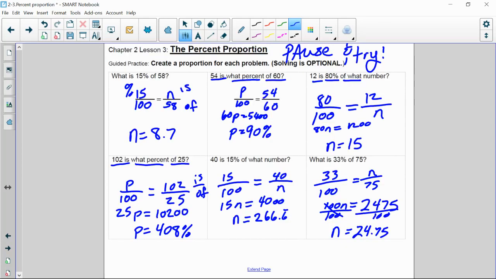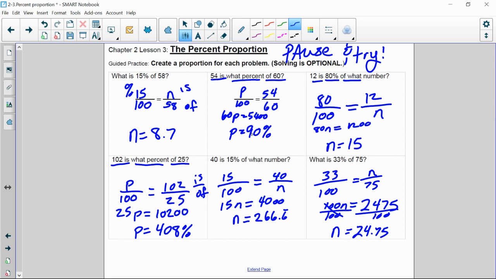All right, so now you should have done all of these on your own. Okay, so these are the answers I got for each one. N is 8 7/10. That's 15% of my 58. Okay, so make sure you remember how to put together your whole section there.